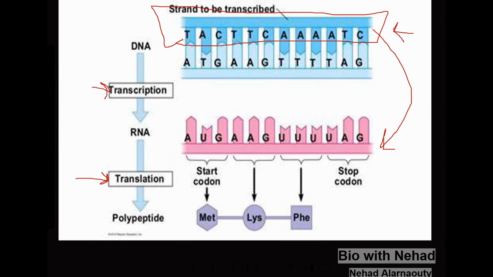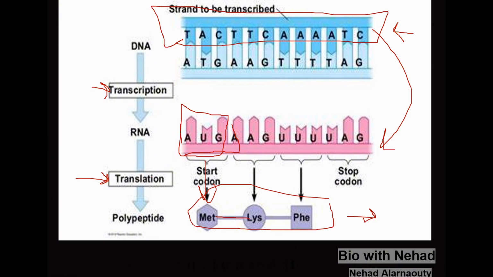Then the second step is translation. Translation is converting that mRNA into amino acids. How? By decoding each three nucleotides, or nitrogen bases, into one amino acid. The amino acids will be bonded to each other by a peptide bond. By the end, we'll have a long chain of protein.